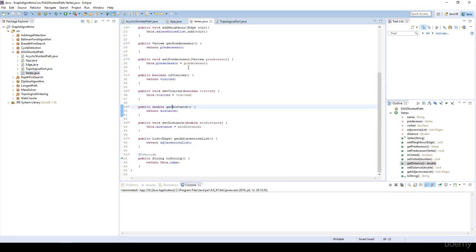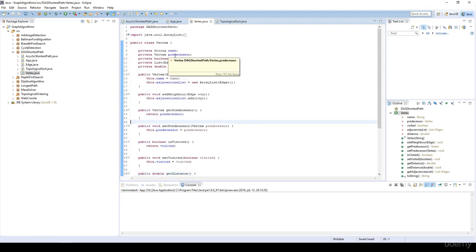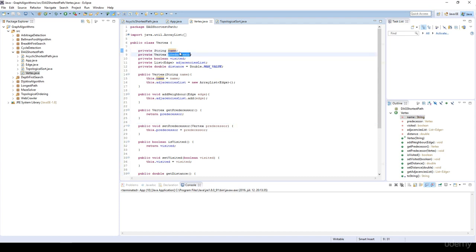So we have the vertex class. Basically, it is approximately the same as we have discussed for the Bellman-Ford algorithm and for Dijkstra's algorithm. We have the name, we have the predecessor, so the previous vertex. We have a Boolean flag to be able to track whether we have visited this given vertex or not. We have the adjacencies list, it is a list of edges. And we have a distance, we initialize it to be the maximum value.